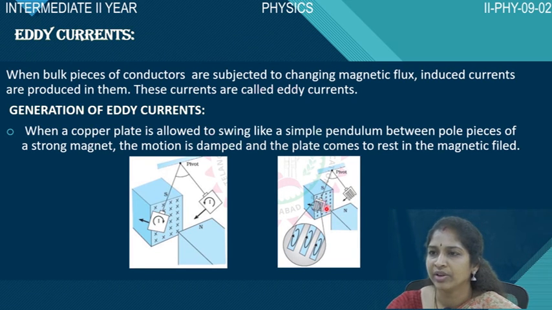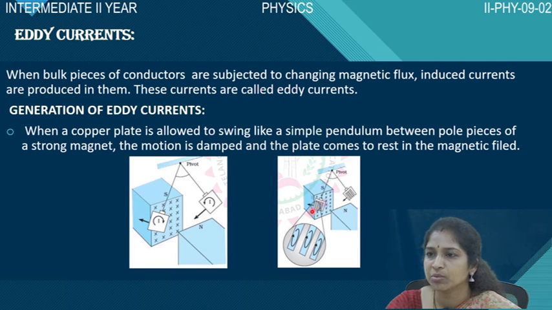So it is moving inside the magnetic field. And we know when it is moving inside the magnetic field, there will be a change in the magnetic flux. When there is a change in the magnetic flux, EMF is induced and that induced EMF produces current. Those currents are eddy currents. And what do those currents do? They oppose the original cause, which is the motion of this copper plate.